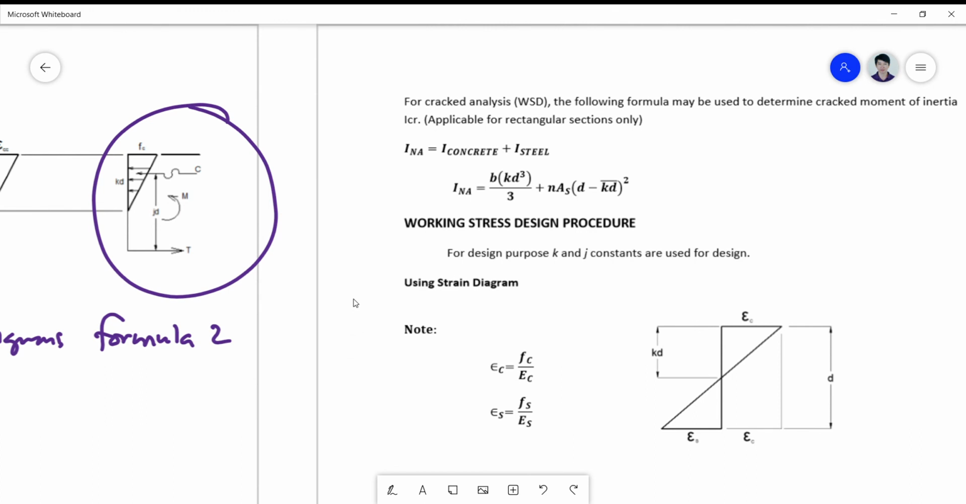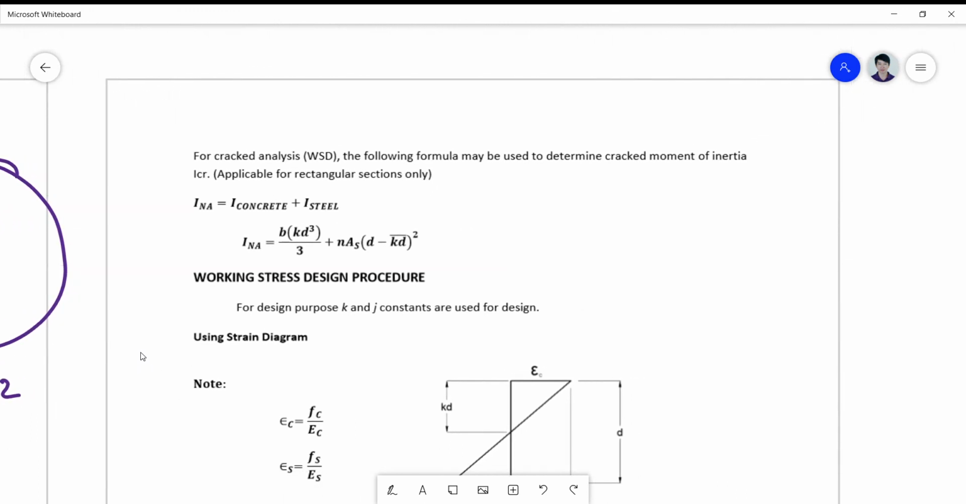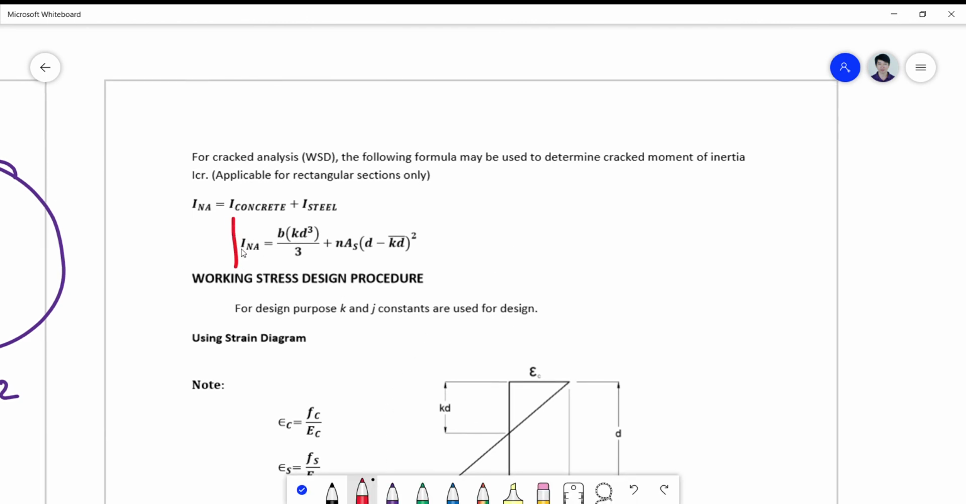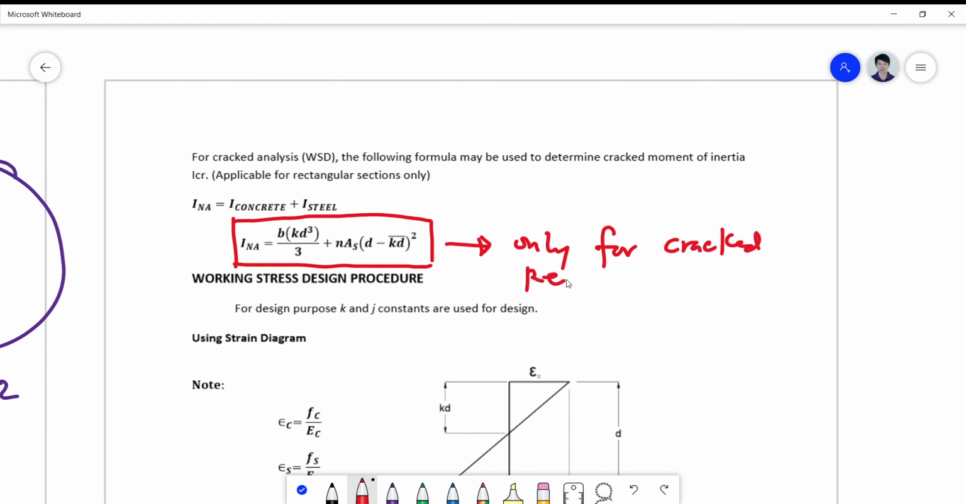So for the crack analysis in WSD, the following formula may be used to determine the cracked moment of inertia, ICR, applicable for rectangular sections only. So this is a shortcut formula I'm going to give, but take note that this is only good for cracked rectangular sections.